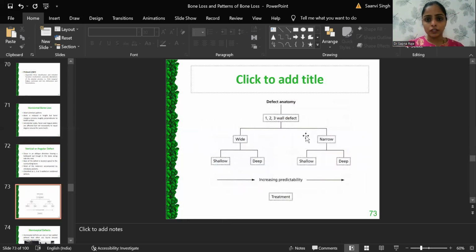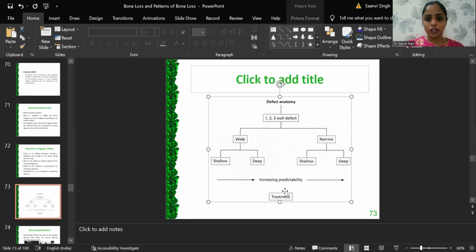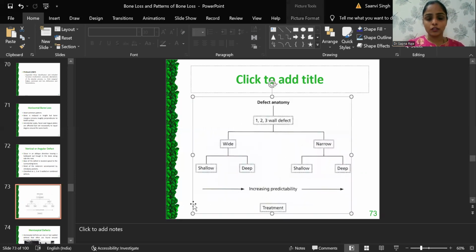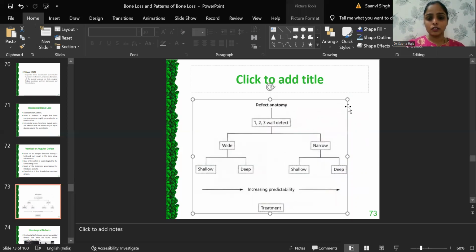Now you can see here the defect anatomy: 1, 2, and 3 wall defects, and wide and narrow defects. The wide defect can be shallow and also deep. Then the narrow defect can be shallow and deep.